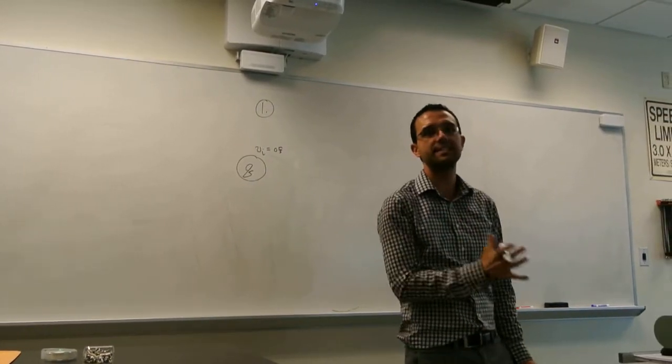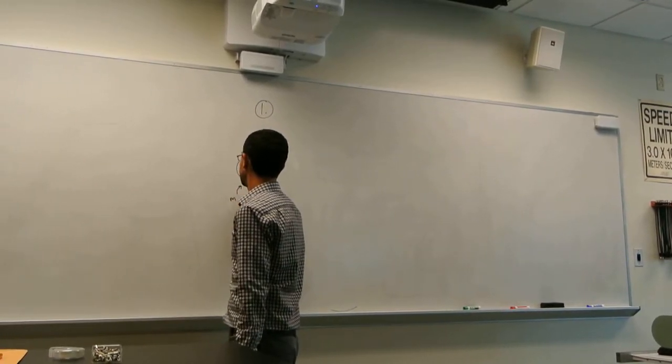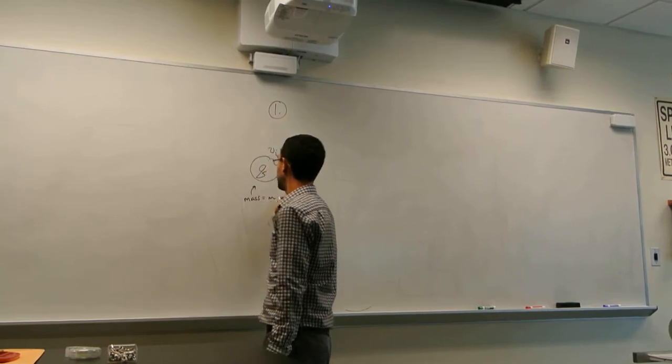It also doesn't tell me what the mass of the ion is. It's important to note that this is not an electron, this is not a proton, this is just some ion. So it doesn't tell you what the mass of the ion is. So let's just say that the mass of the ion is m.